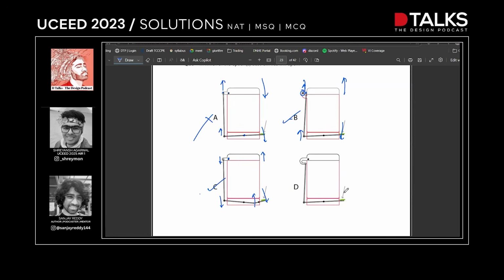Then option D, push here, there's a hinge here, this will go up. Now this means this part will also want to go up, and this will go down. Option D is wrong. So the answers are B and C.